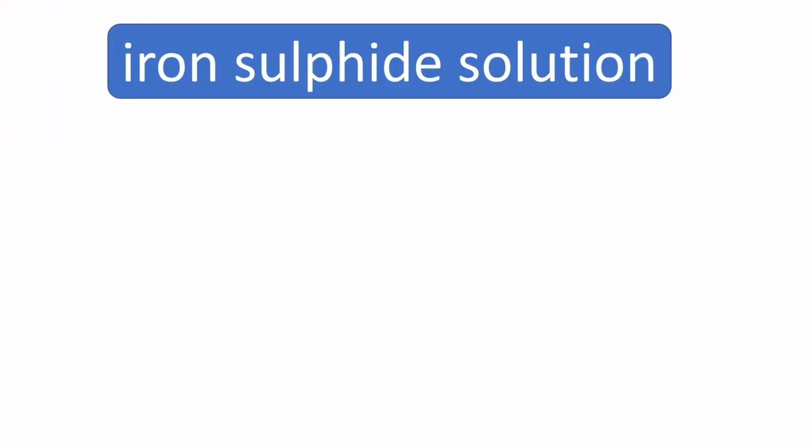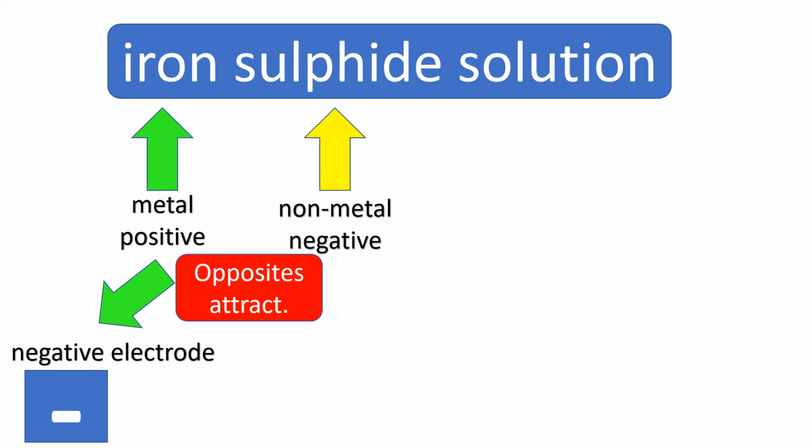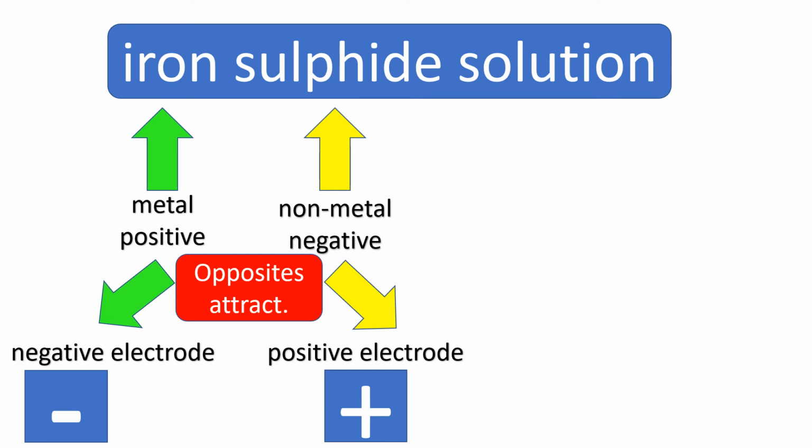So here you can see I've got my iron sulfide, but this time I've got the word solution. Whenever you see the word solution, you're going to think water. So let's get rid of the easy bits first. Got iron going to the negative electrode. I'm hoping I don't have to explain that. I've got sulfur going to the positive electrode, and again, I'm hoping I'm not needing to go into that.